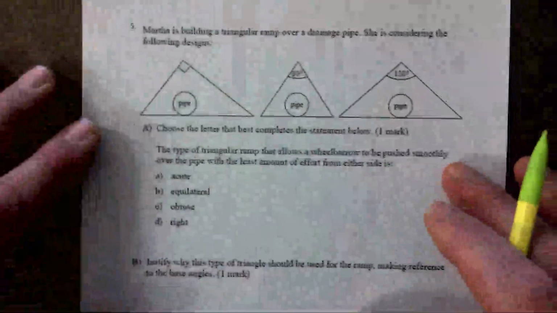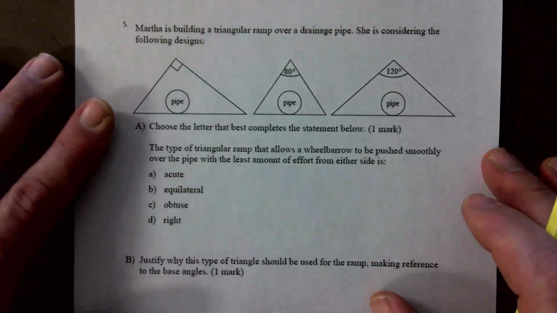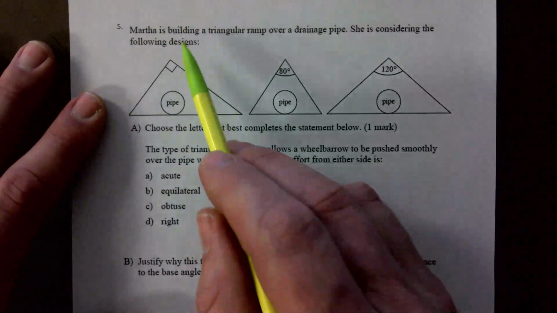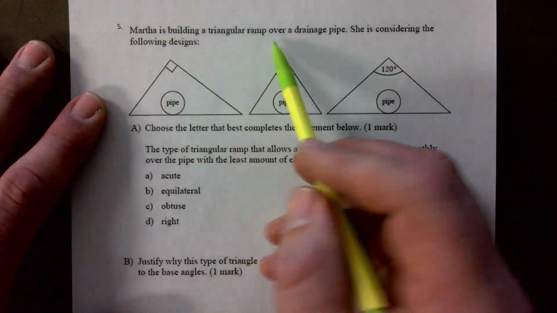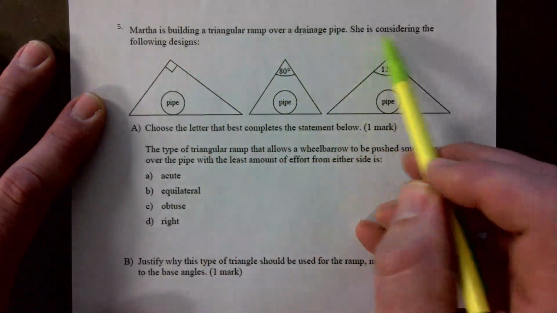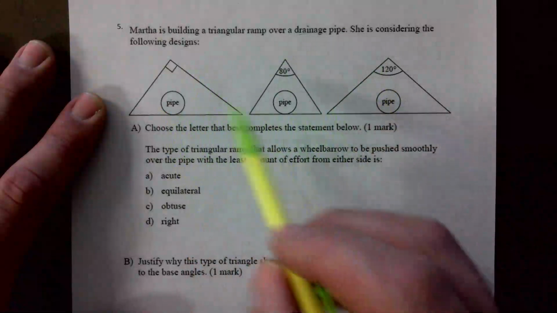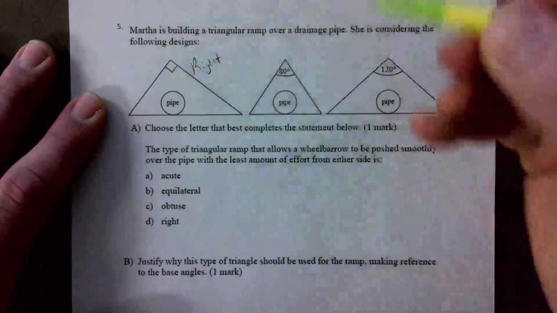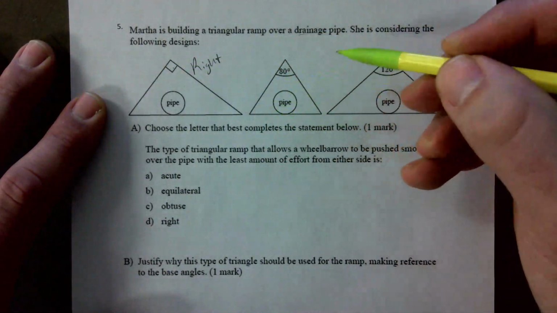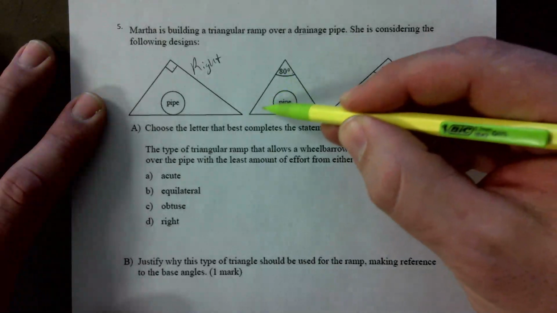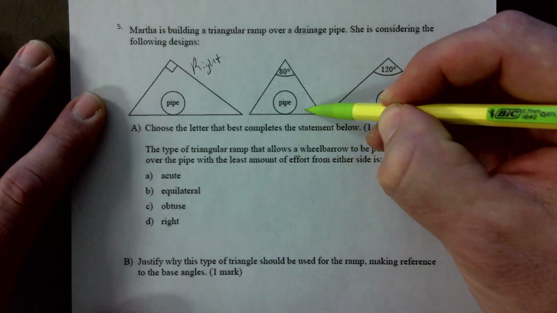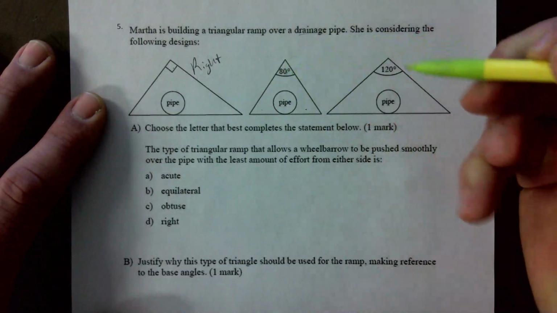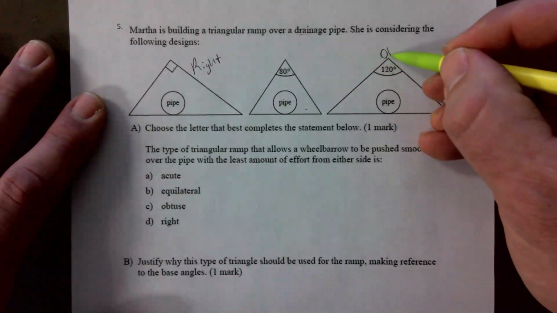Back side, also from an old exam. Okay, copy paste. Martha's building a triangular ramp over a drainage pipe. She's considering the following. So what kind of, this one is a right because of that. This one, it's acute. We don't know what these are, but it's less than 90 for sure. And this one is definitely obtuse.